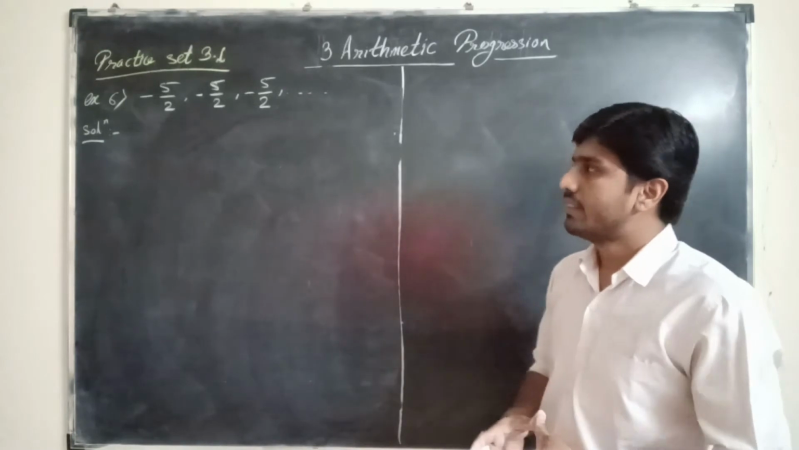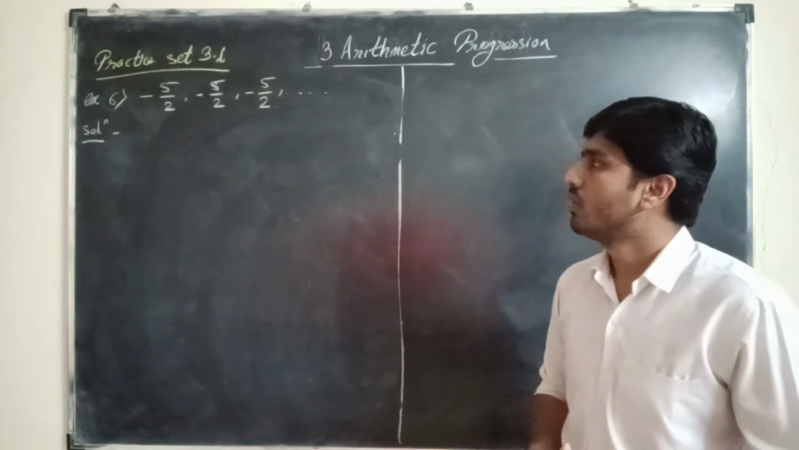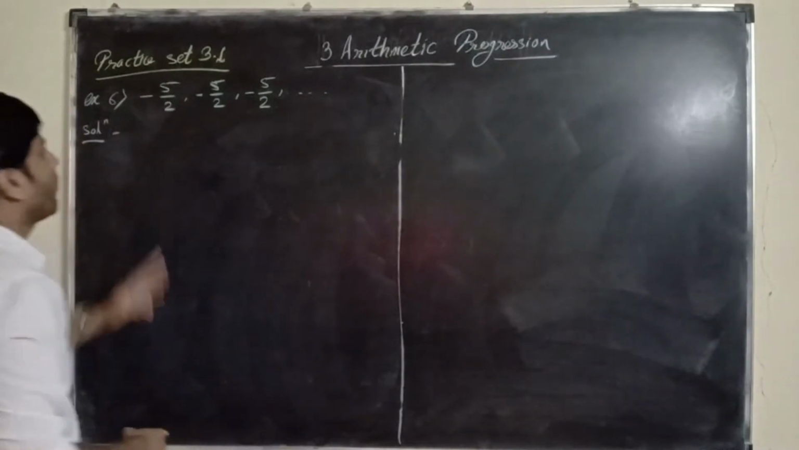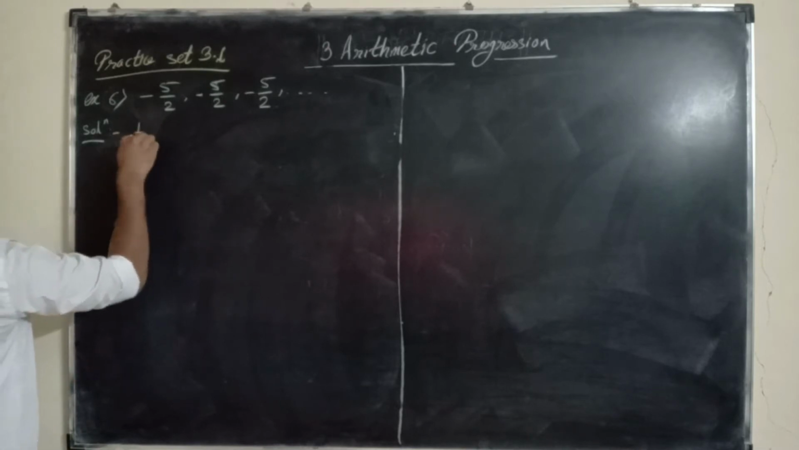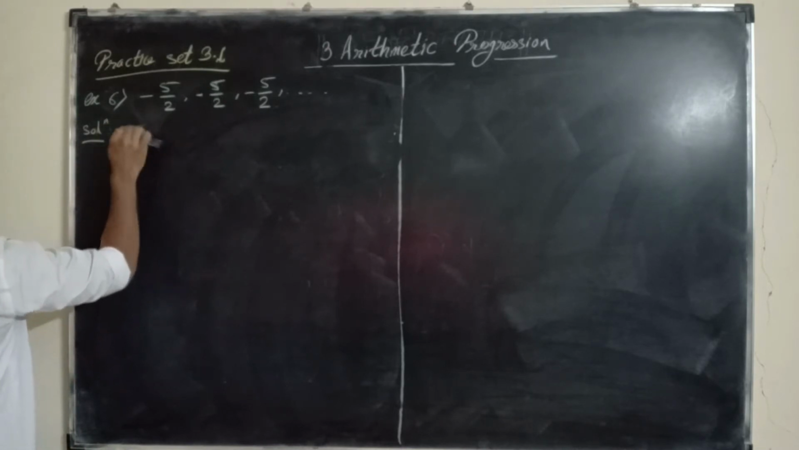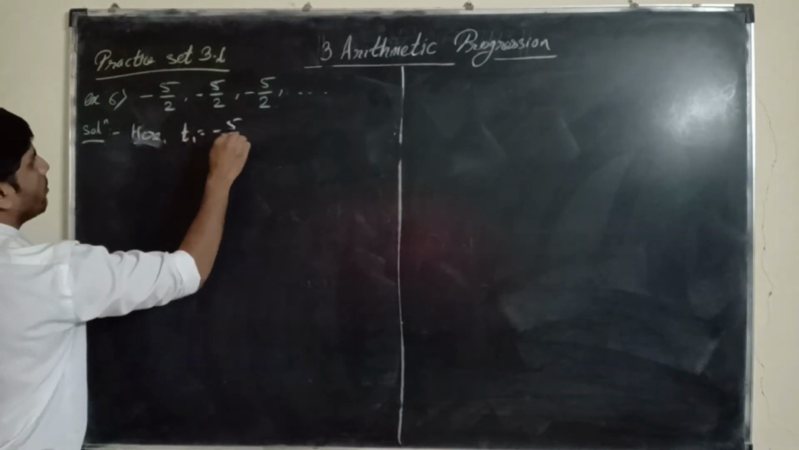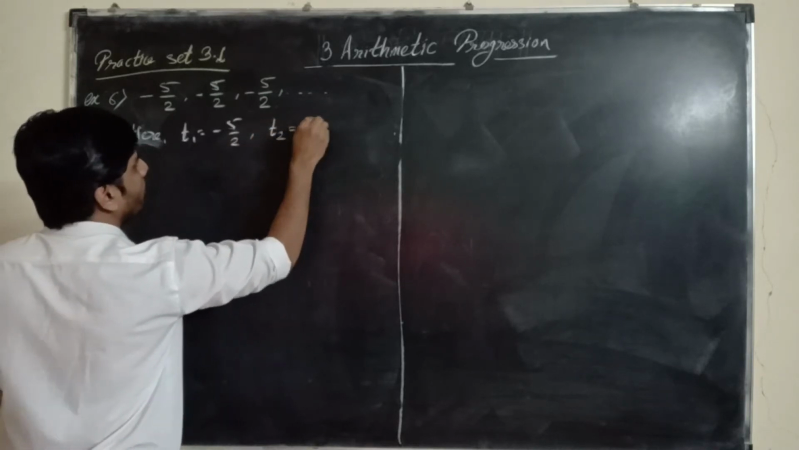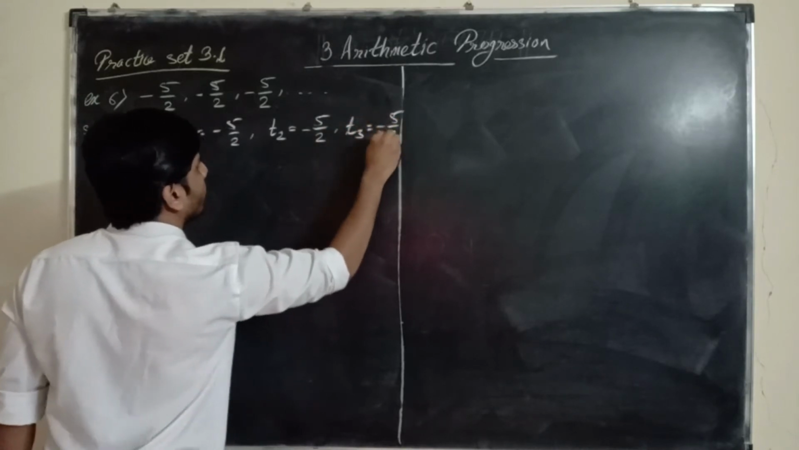Again in the next, that is the sixth example, here we can observe that all terms are the same. So obviously the difference is going to be 0, as we are subtracting the same number from that number. And obviously the sequence is going to be in arithmetic progression. So let's start. Here the first term is negative 5 by 2, the second term is also negative 5 by 2, and the third term is also negative 5 by 2.